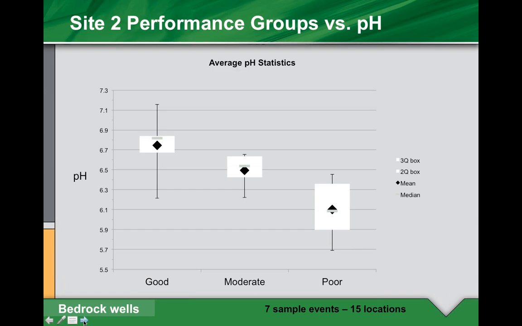This compares the pH between the good, moderate, and suboptimal performing wells. And here you can see the pH of the good performing wells is roughly 6.7, and that's true both for the mean and median pH, the range being approximately 6.3 to 7.1. And we can see that the moderate performing wells had a pH of approximately 6.5. In comparison, the suboptimal group of wells had a median and mean pH of 6.1.